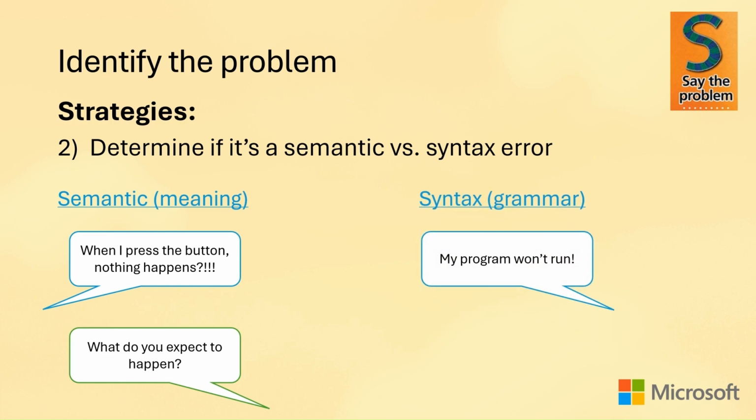A syntax error is like a grammatical error in your code. So this is where your program won't even run or compile because something is wrong with how you wrote it, like you forgot a parentheses or didn't indent correctly. And in this case, you want to look at the error message to figure out where in your code is the problem.